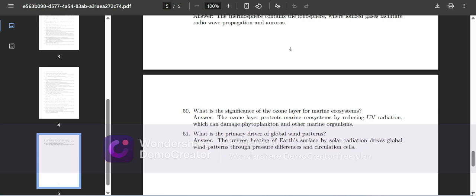The ozone layer protects marine ecosystems by reducing UV radiation, which can damage phytoplankton and other marine organisms.